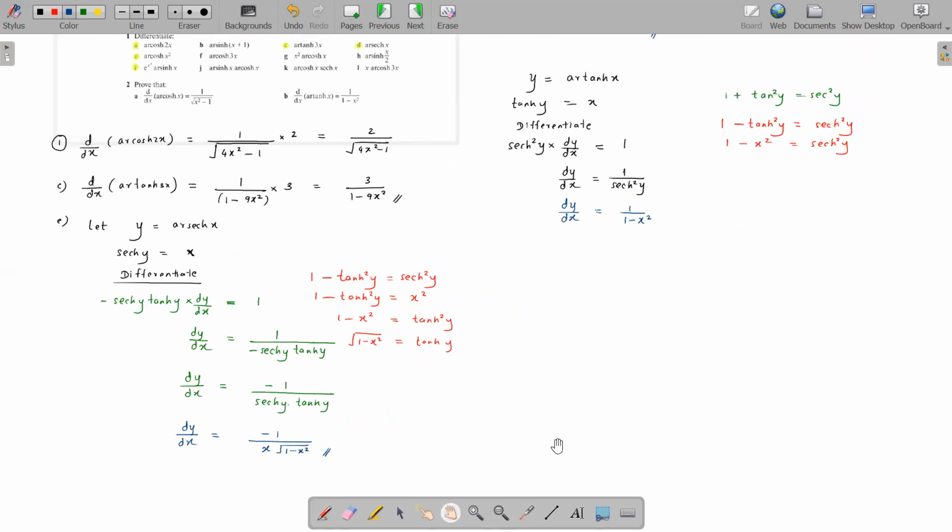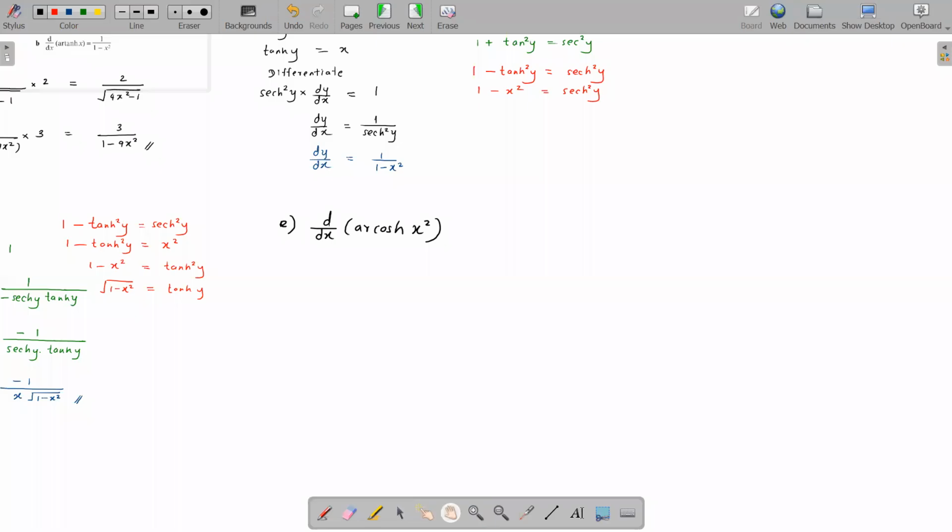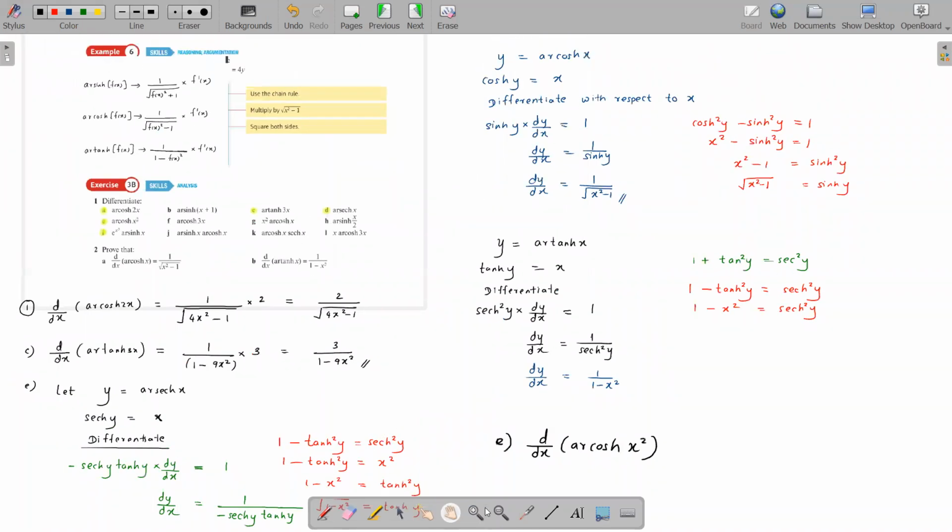Then the next one, part E. We have to do part E, right? In part E, you are supposed to differentiate r cos x square. This one you could do directly by using the rules, right? So do it directly. For r cos x square, we can directly use the r cos f(x) rule. Isn't it 1 over root f(x) square minus 1 into f dash x? We could use this rule directly.